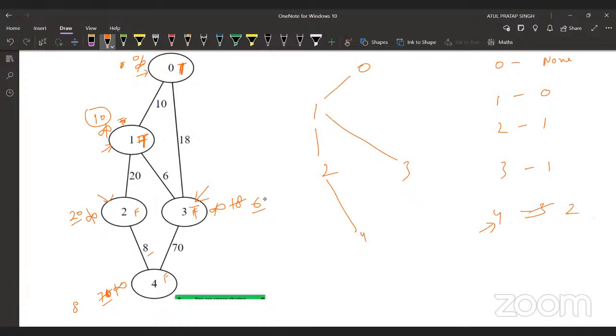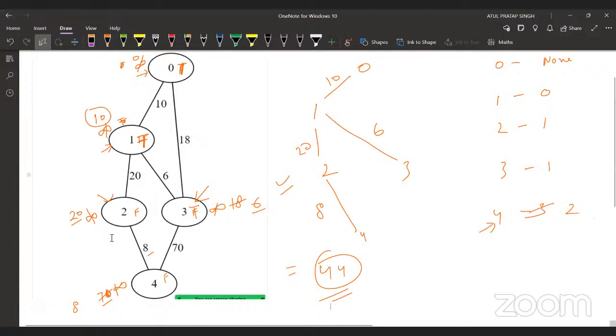So this is 10, and 1 to 2 is 20, and this is 6, and this is 8. So this is the spanning tree for this graph, and the total cost is 10, 30, 36, and 44. So this is the minimum cost for the spanning tree. So this is Prim's algorithm. We can find the minimum spanning tree using the concept of Prim's algorithm.